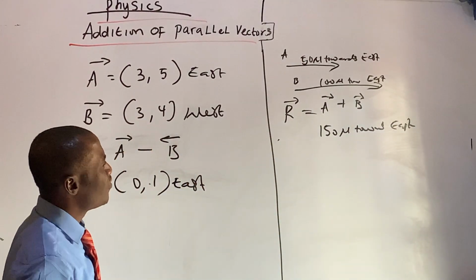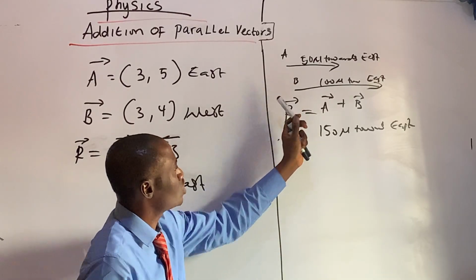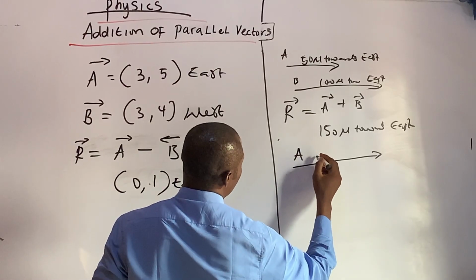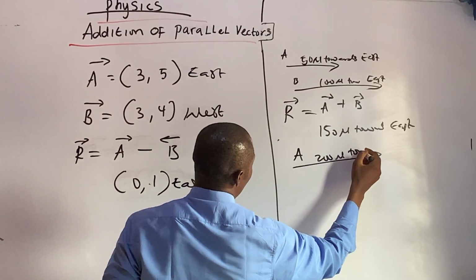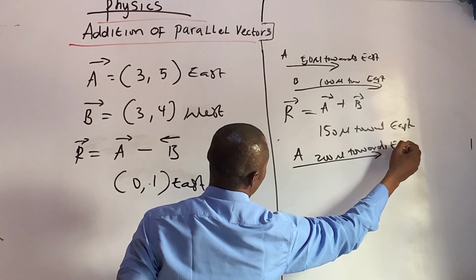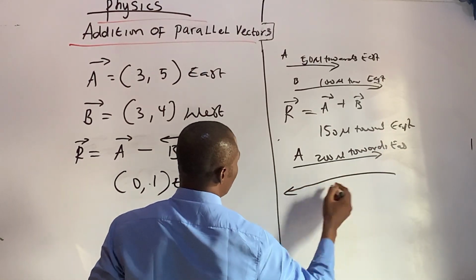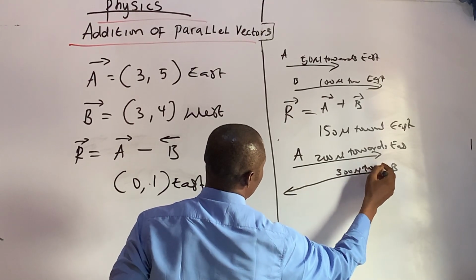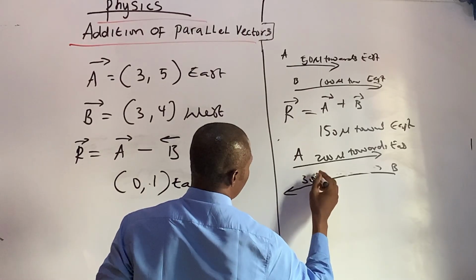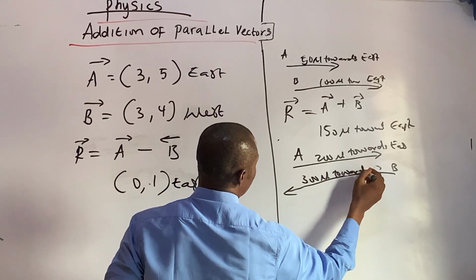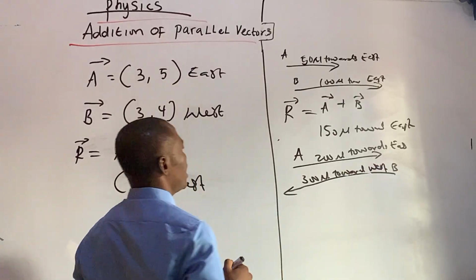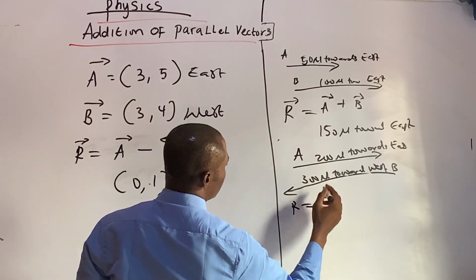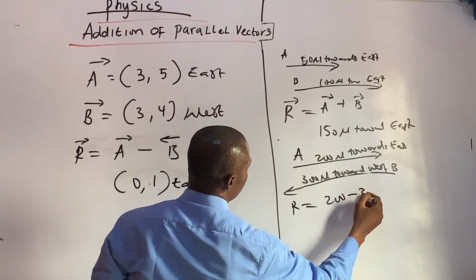Now, let's say we have another vector A traveling to the east, vector A, let's say 200 Newton towards east. And then we have vector B, vector B is 300 Newton towards the west. All right, now this is traveling 200 Newton, this is traveling 300 Newton. Now the resultant vector is equal to 200 minus 300.